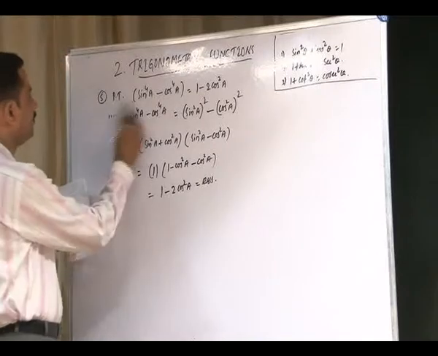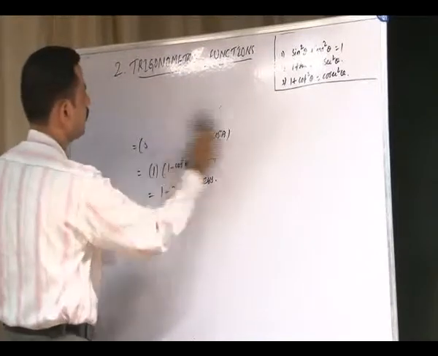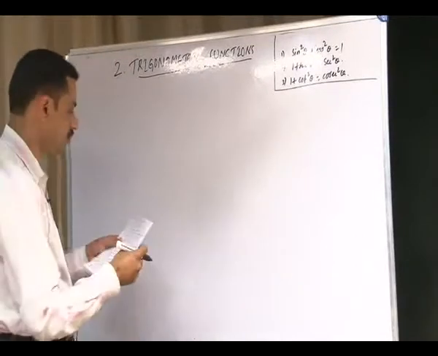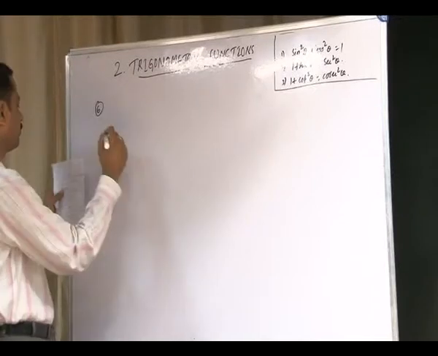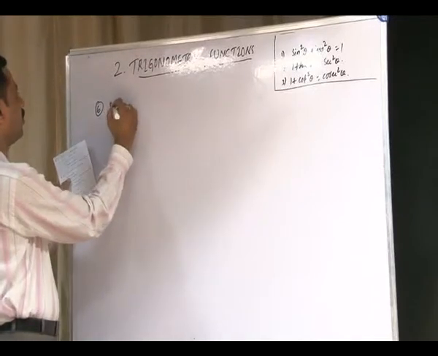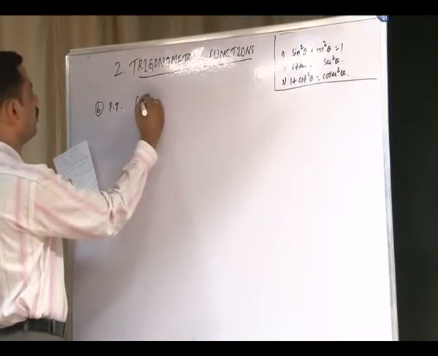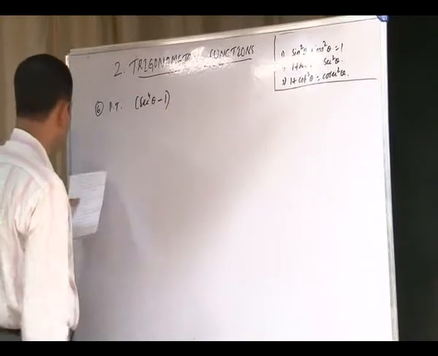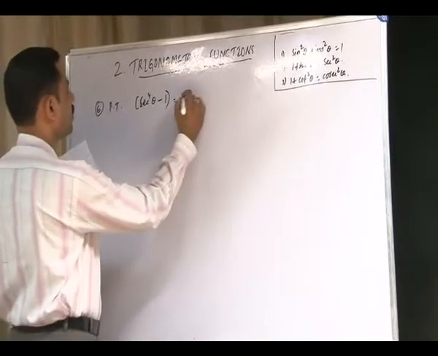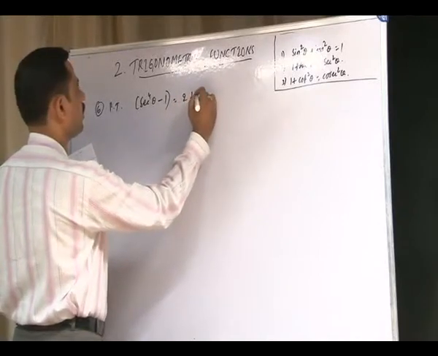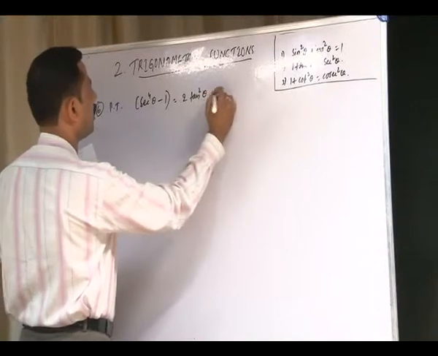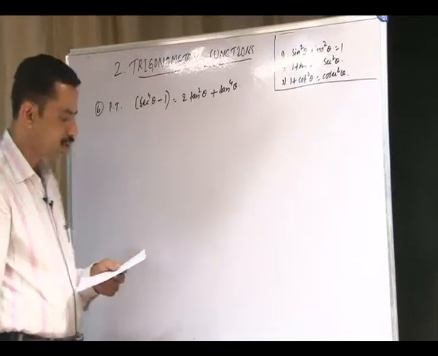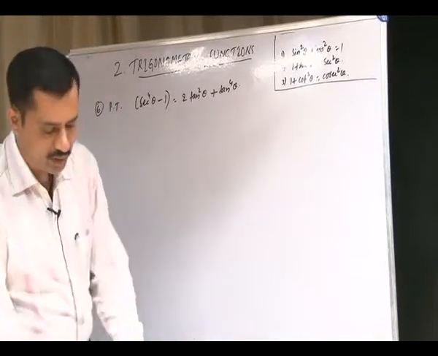So next problem, sixth one. Prove that secant to the power 4 theta minus 1 is equal to 2 tan square theta plus tan to the power 4 theta.